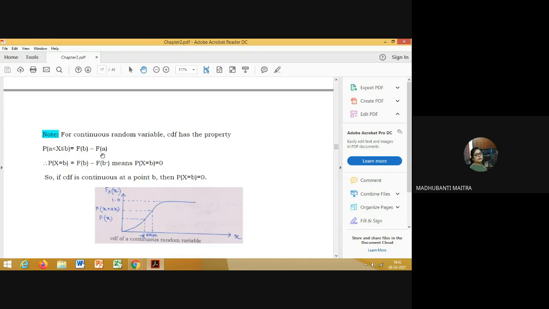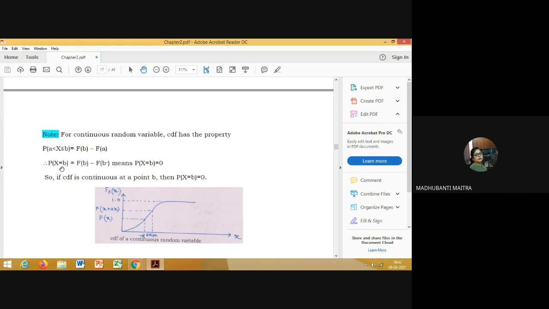For recapitulation, we know that F(b), the probability distribution function or cumulative distribution function, implies that the random variable X is less than or equal to b for this particular case. For this particular case, the random variable X will be less than or equal to a. So from the difference of these two, we can ascertain the probability of this one.